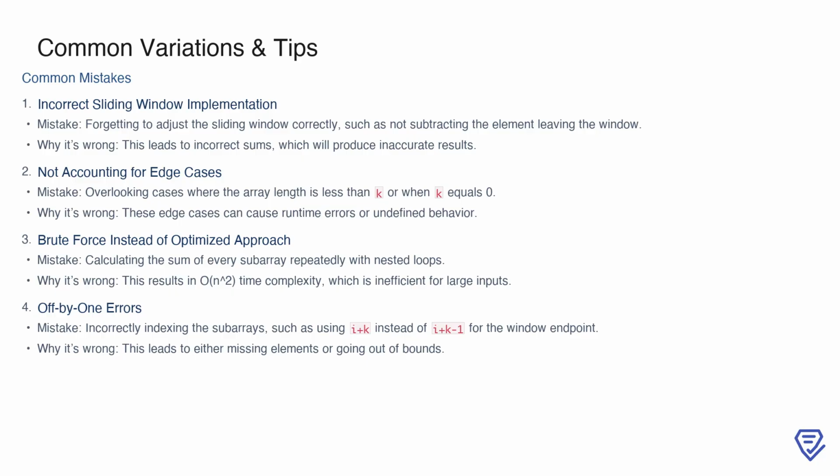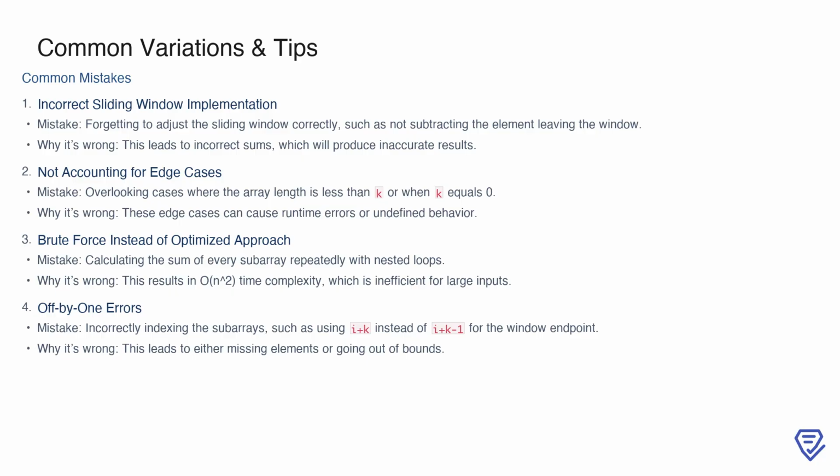Another issue is failing to account for edge cases. For example, if the array length is smaller than the window size k, or if k is 0, these scenarios can cause runtime errors or undefined behavior. Additionally, relying on a brute force approach instead of an optimized solution is inefficient. Calculating the sum of every possible subarray using nested loops results in a time complexity of O(n²), which is impractical for larger input sizes.